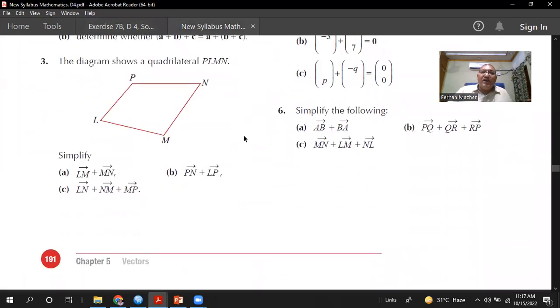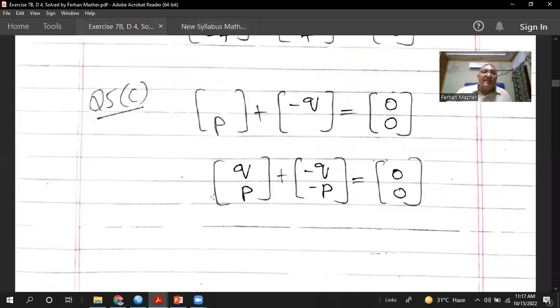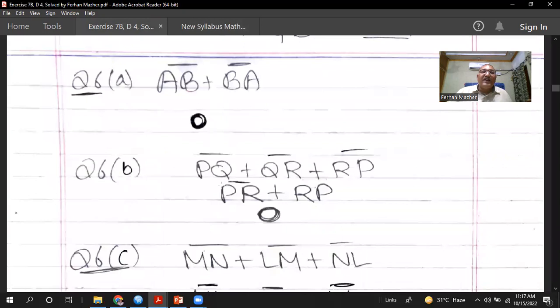Okay, so now we are going to the next question. The next question is question number 6. He says simplify the following: AB plus BA. So you go from A to B, from B to A. So your starting point and end point are the same points. So your resultant vector will be a zero vector. I have bolded it. Okay, you bold it.